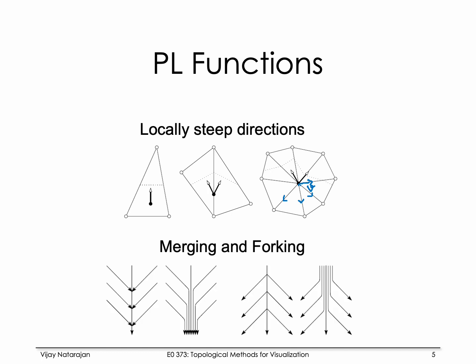We know that in the smooth case, gradient lines do not intersect. However, in the case of piecewise linear functions, this is not true anymore. As we can already see in an example on the top here, right?